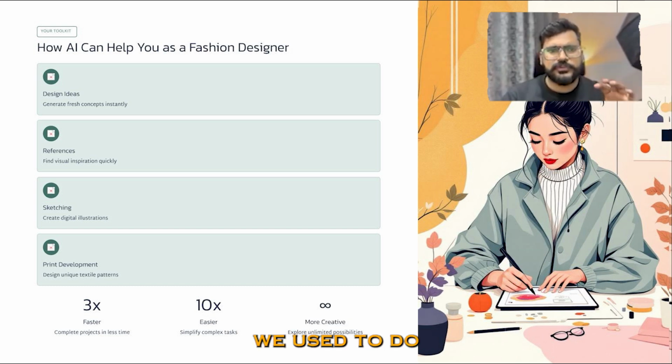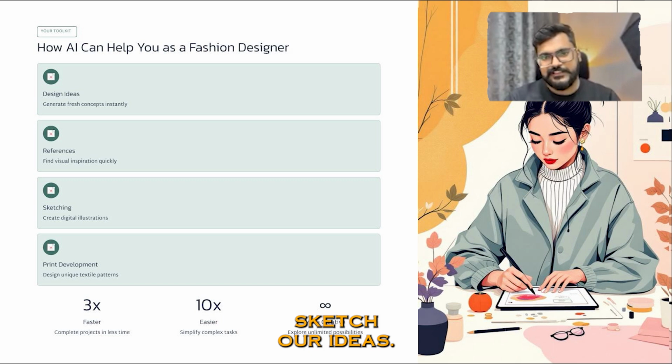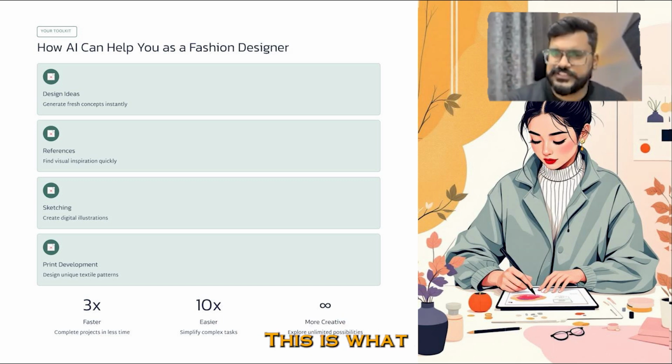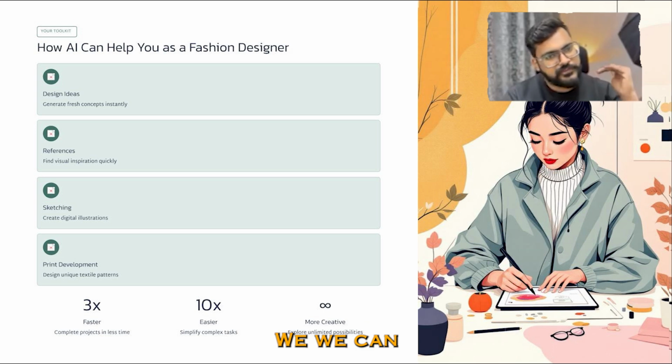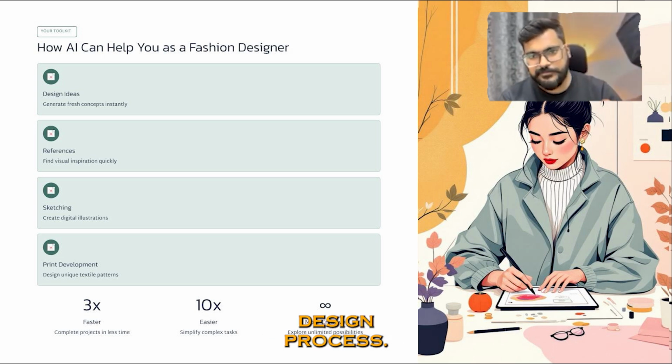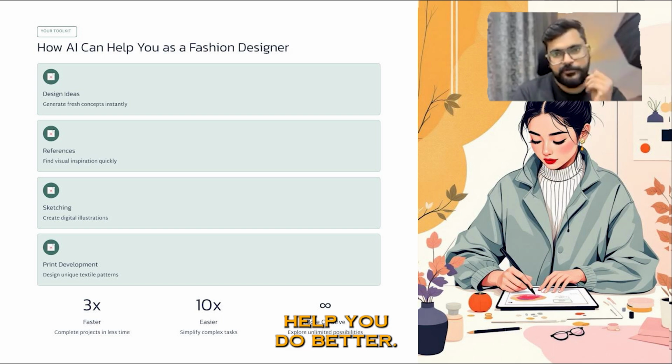Earlier, we used to sketch our ideas, then do a digital illustration. This is what we used to do. Nowadays AI is the next step. We can do the illustration, that is our design process, but if you want to imagine that in real life, AI can help you do that better.